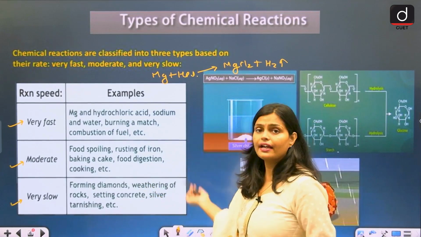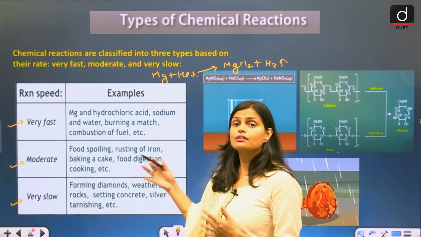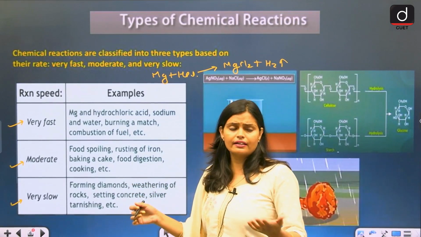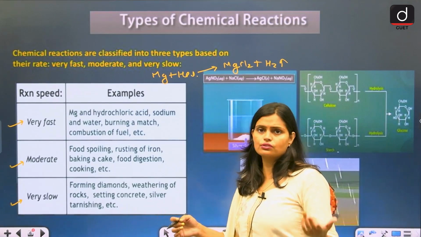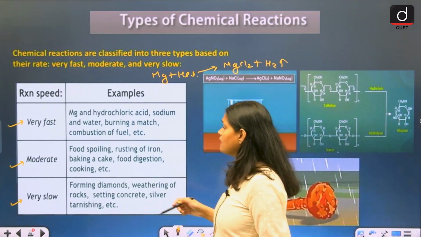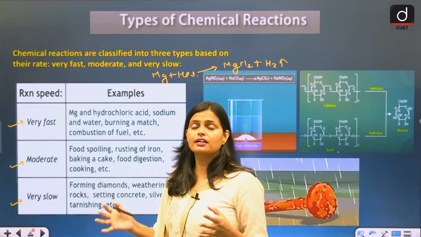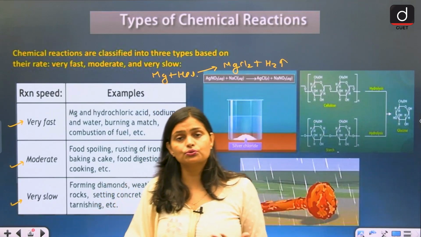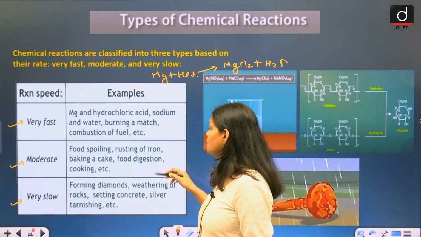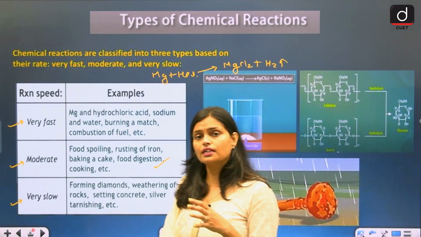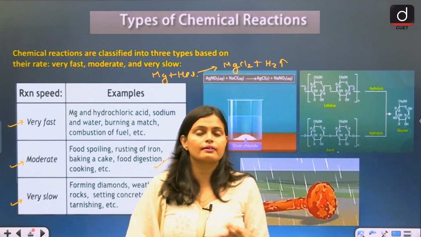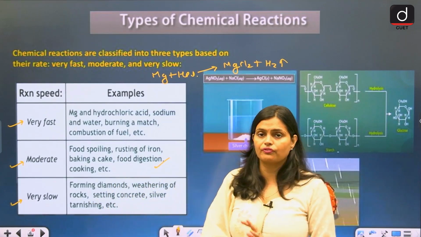Rusting of iron also sometimes takes many days, right? It will take 6 days, or within a week, or 10 to 15 days you may get rust on your iron. Baking a cake again takes 1 to 2 hours or sometimes 3 hours. Digestion of food, cooking, these are some of the reactions considered under a moderate rate of reaction.